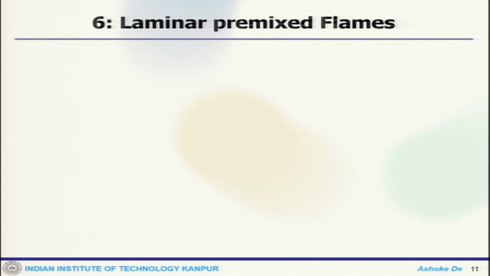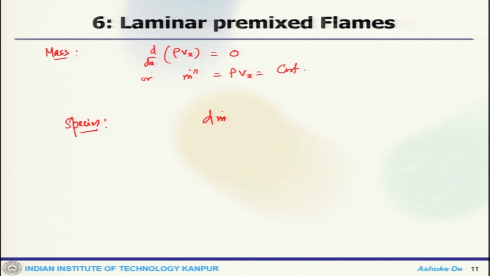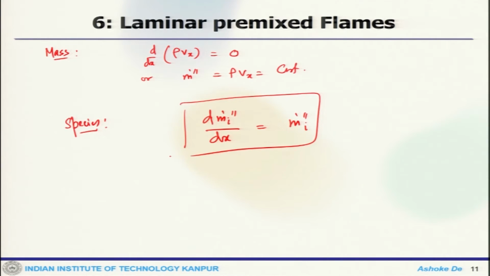Now, the first thing that we will start with is mass conservation, which is an important thing. So, it will be d/dx of rho Vx equals 0, or one can write rho Vx is constant. That is my mass conservation. Now, we will look at the species conservation. For individual species, this is my species conservation, because individual species will react.